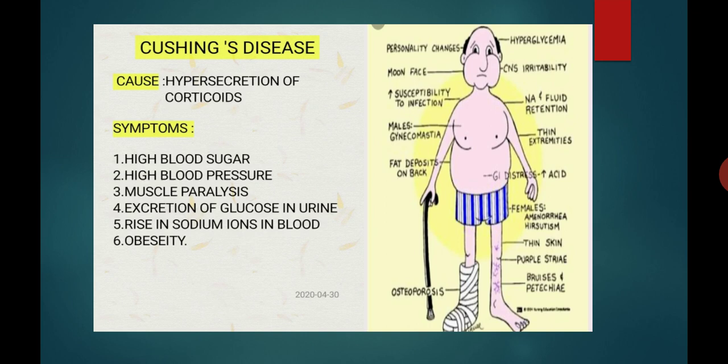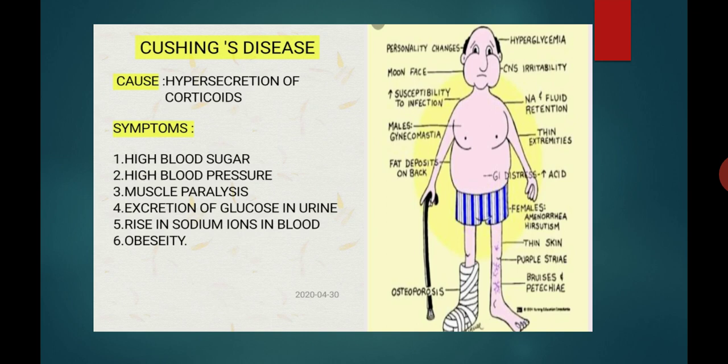Further, there is excretion of glucose in the urine. So glucose is excreted out from the urine. And the last symptom is obesity. So obesity is also one of the characteristics or symptoms of Cushing disease.